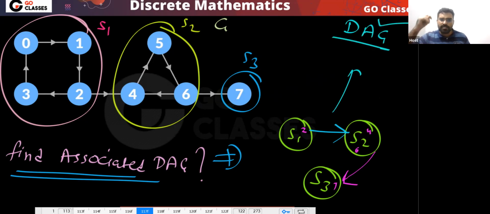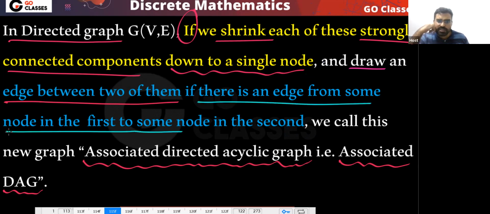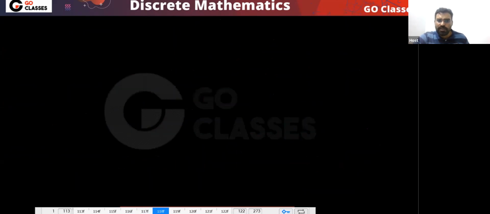Did you understand this concept? If we shrink each family, each strongly connected component, down to one vertex, and when do we put an edge? We put an edge if there is an edge from some vertex in the first to some vertex in the second. Then this new graph we call the associated DAG because it is acyclic.